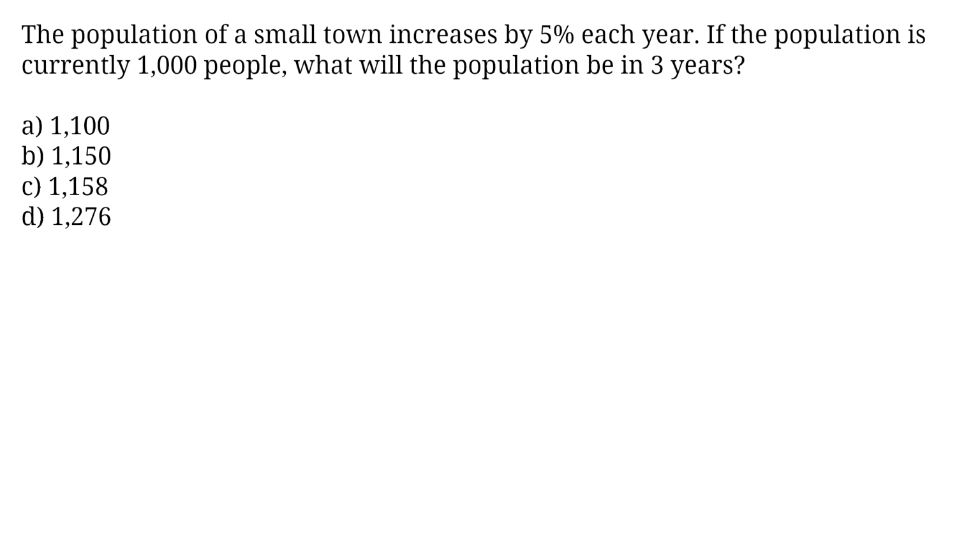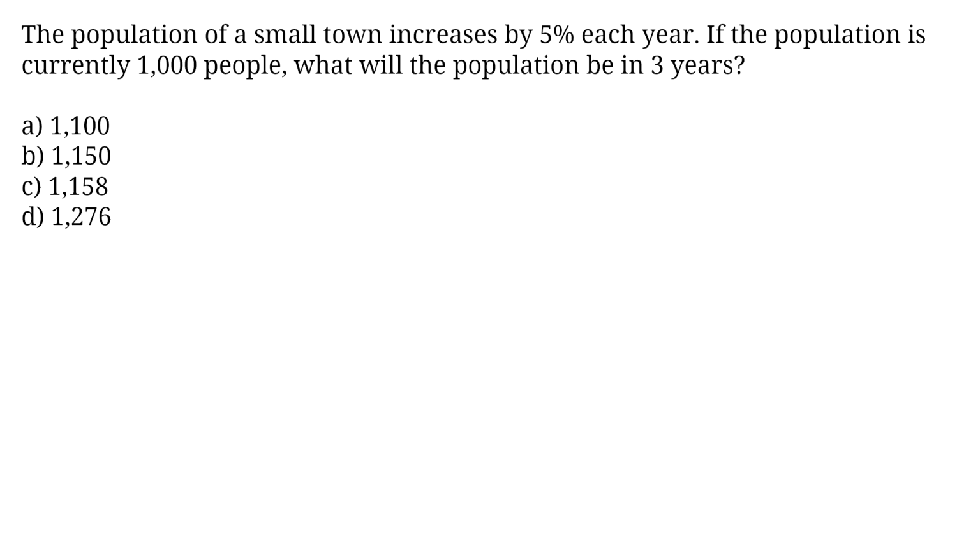The population of a small town increases by 5% each year. If the population is currently 1,000 people, what will the population be in 3 years? A. 1,100. B. 1,150. C. 1,158. D.